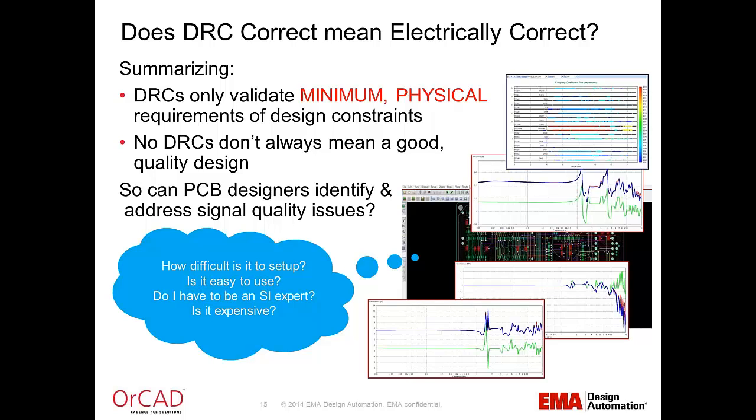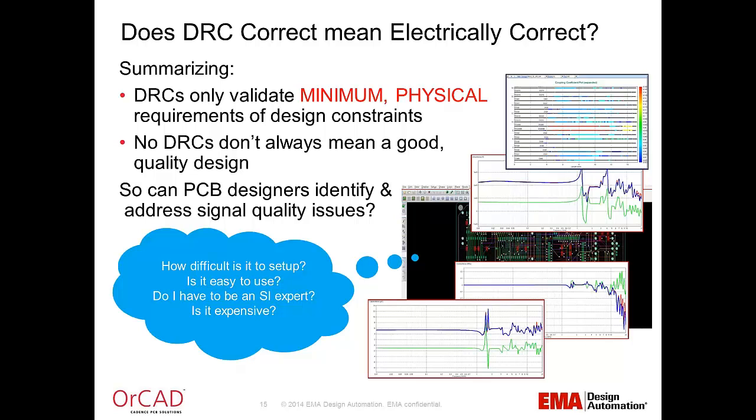So to summarize, DRCs are basically minimum physical requirements of design constraints, so it typically looks at length, width, and things like that. It does not look at signal proximities to the reference plane, proximities to adjacent traces, so it typically doesn't look at those types of things as well. So as a rule, a good pass on a DRC check doesn't always mean that it's a quality design.